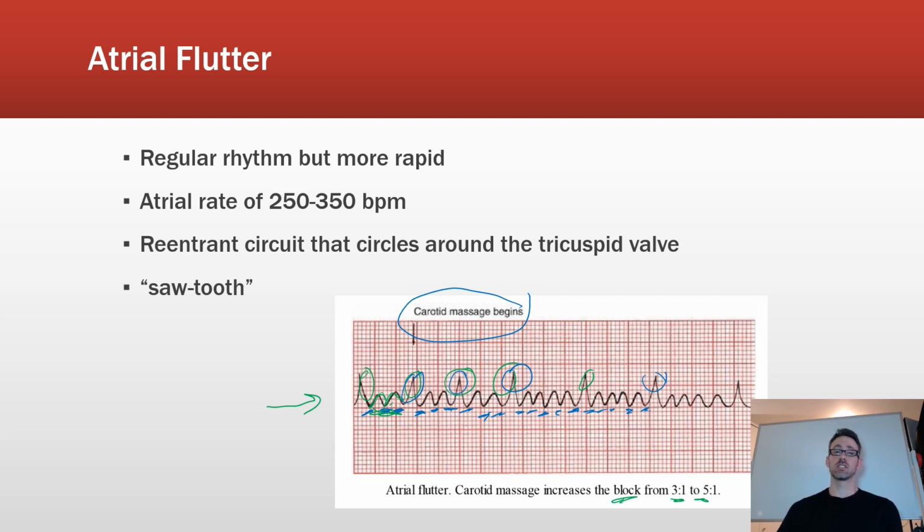Instead, what happens is, since you're inhibiting the AV node, it increases the amount of signaling that doesn't get through. And so you see that as an increase in the number of P waves that don't conduct through the AV node. So it can go from a 2-to-1 block or a 3-to-1 block to a 5-to-1 block in this example.